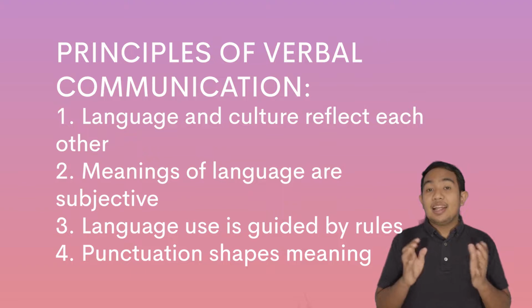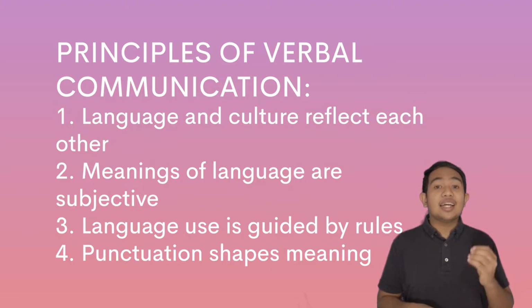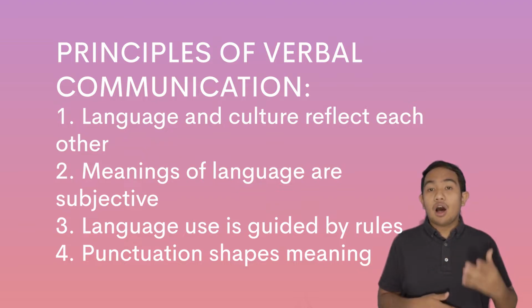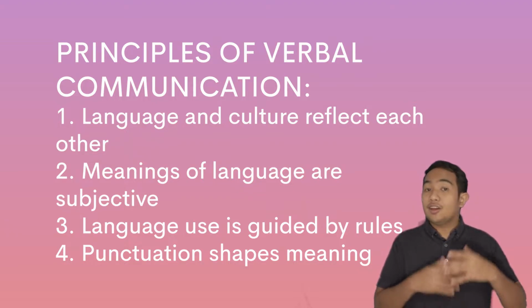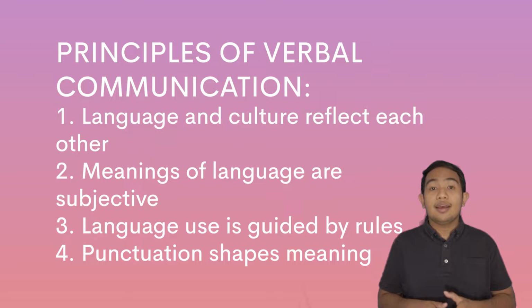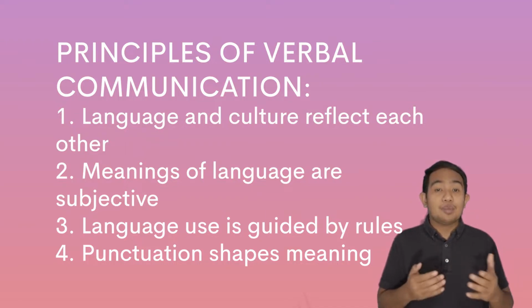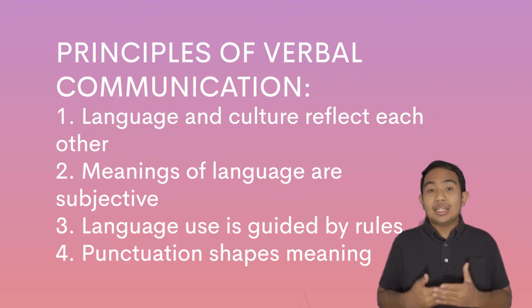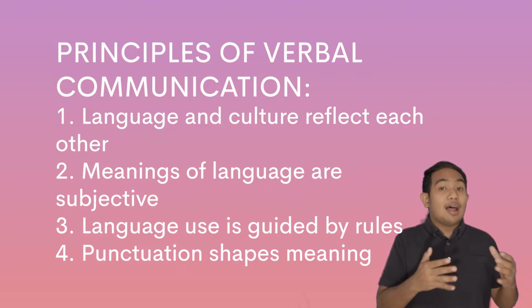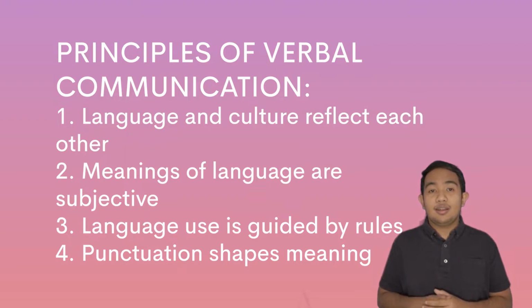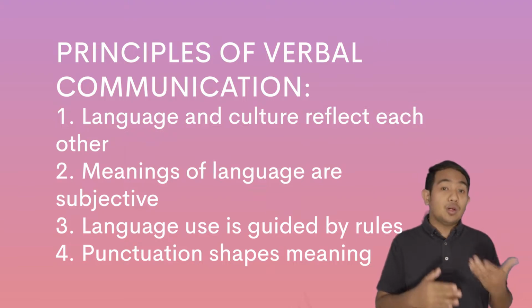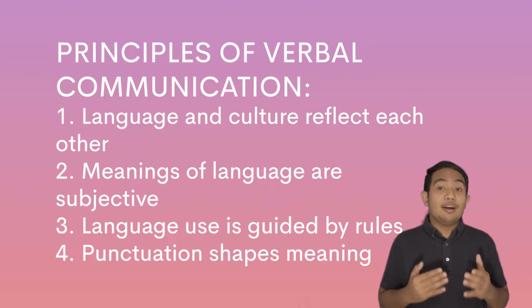And finally, the last principle of verbal communication is that punctuation shapes meaning. In writing, we use commas, periods, and semicolons to define where ideas stop and start and where pauses are needed. Similarly, in oral communication, punctuation defines beginnings and endings of interaction episodes. To punctuate communication, we define when interaction begins and who starts it. When we don't agree on punctuation, misunderstandings may arise.